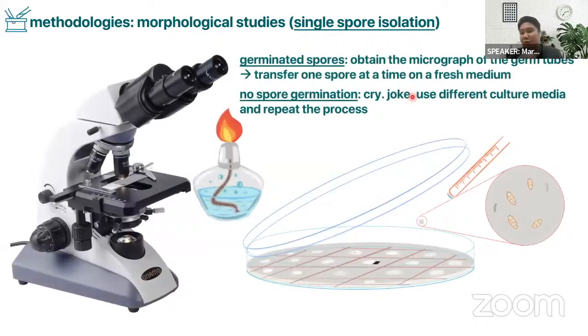After the next day, we need to observe. For example, we have germinated spores. You need to observe them in the compound microscope. If you find one, transfer it to another fresh medium. If you have no spore germination, just cry, joke, and you don't have data. But you need to use a different culture medium and repeat the process again. That's quite tricky and very depressing when you work on aquatic fungi. But it's okay. It's an interesting field.